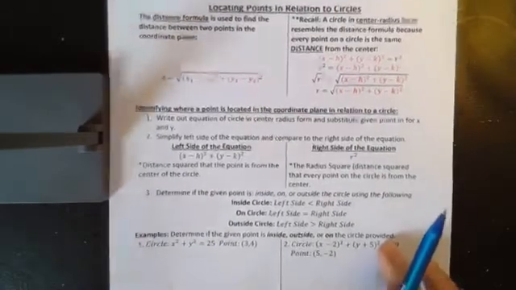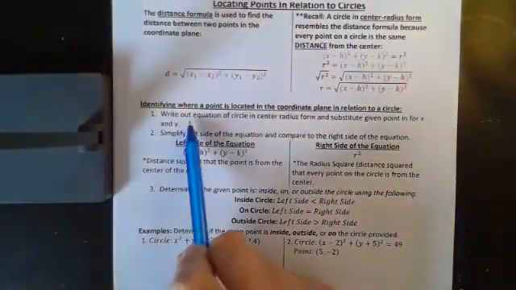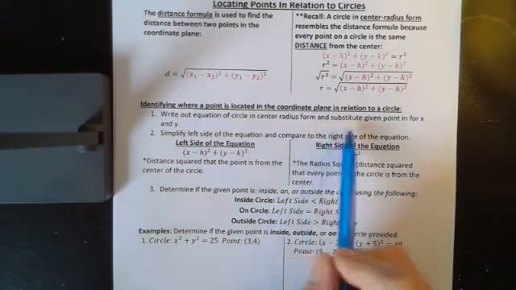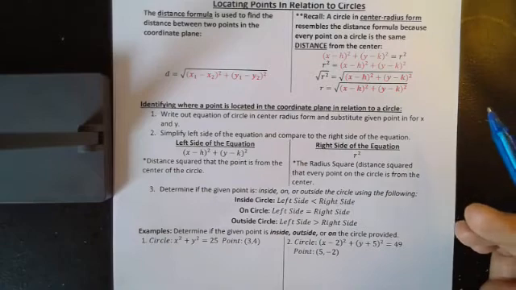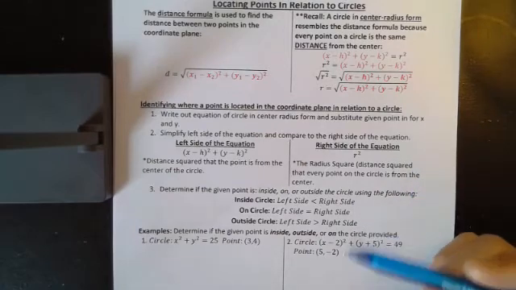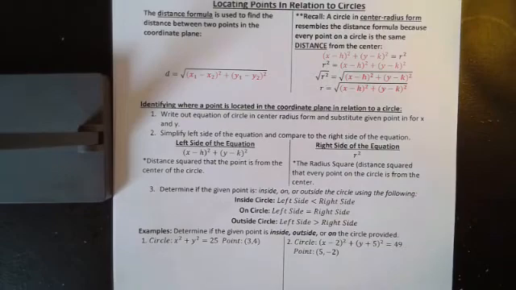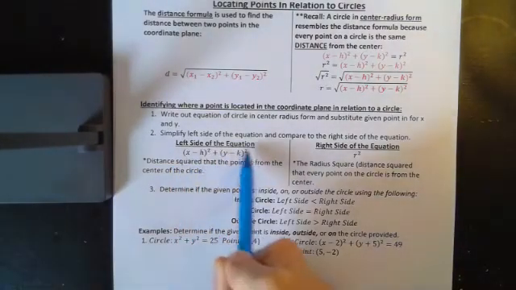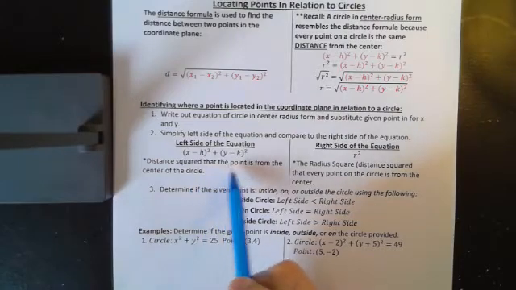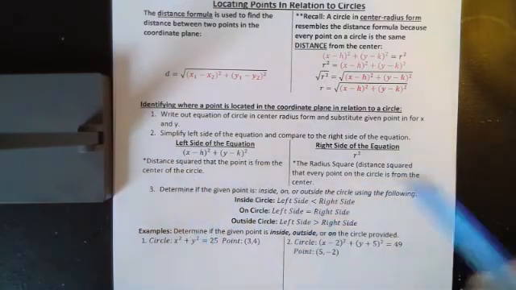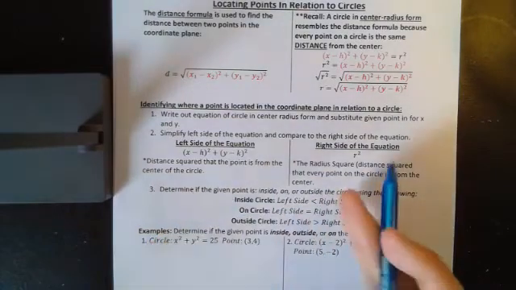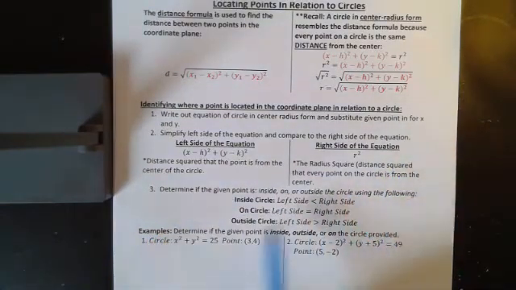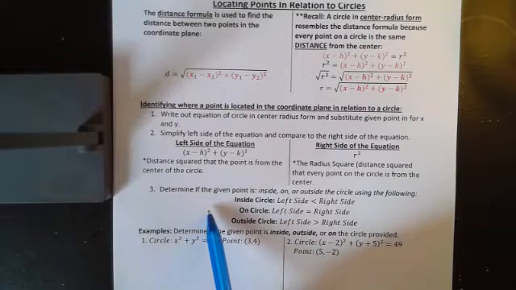Okay, so the steps that we're going to follow today: we're going to start by writing out the equation of the circle in center-radius form, and we're going to substitute in the given point for x and y. Then we're going to simplify. We're going to compare the left side of the equation to the right side of the equation. The left side is going to represent the distance squared that the point is from the center of the circle. The right side we know is going to be our radius squared. So then we're going to compare the left side to the right side, as follows in step 3.